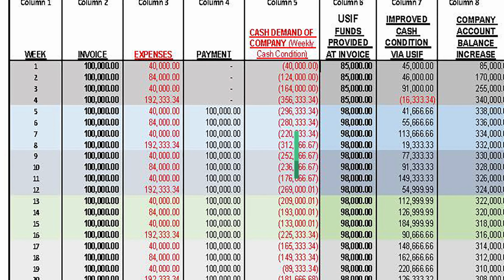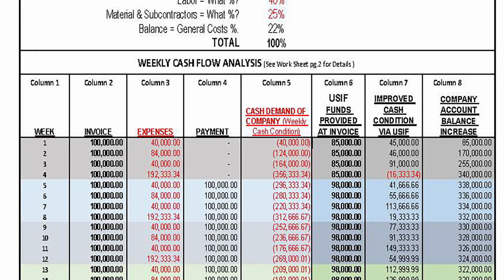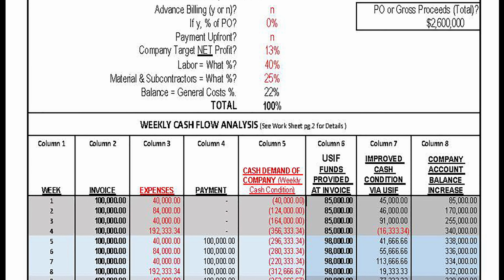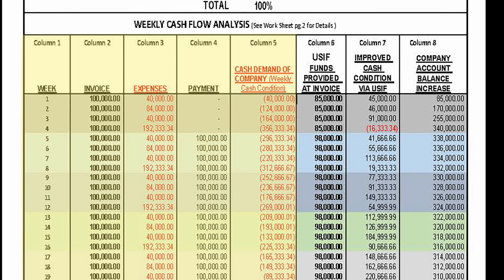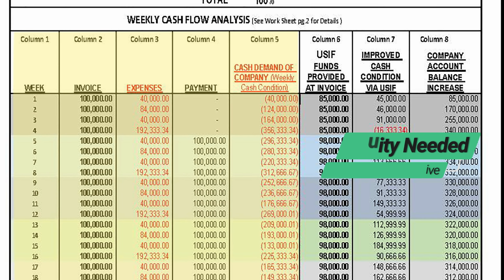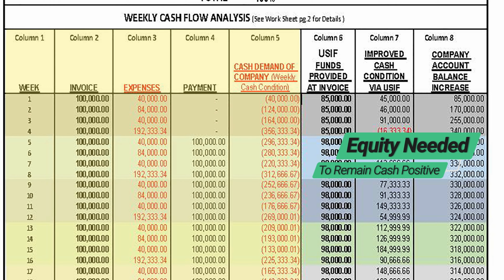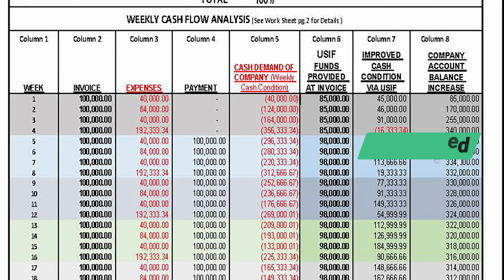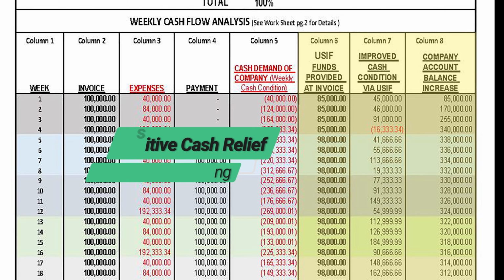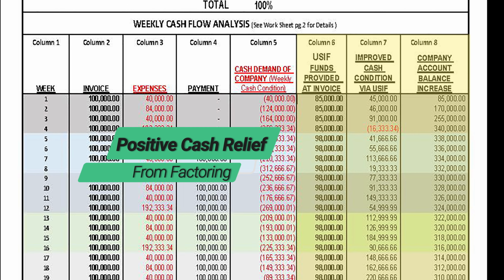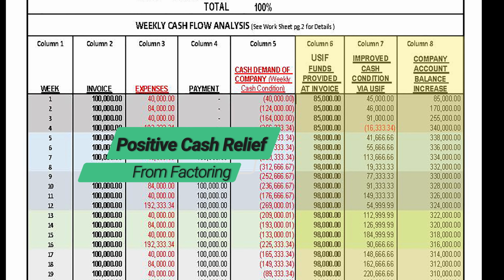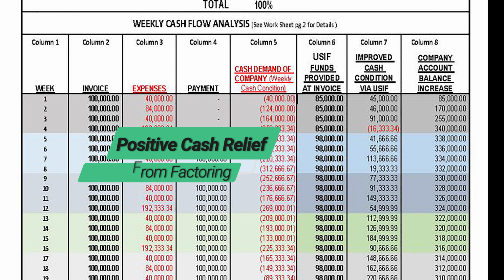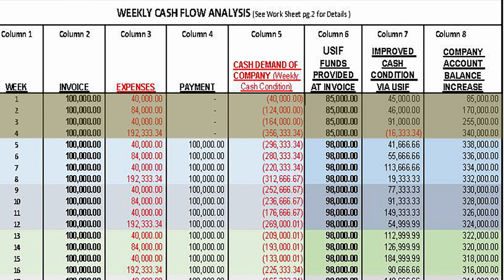So this chart is a 6-month forecast of the company's cash flow demands. Columns 1 through 5 demonstrate the amount of equity needed to be contributed by ownership to keep the company cash positive. Columns 6 through 8 demonstrate the positive cash relief provided by factoring. Let me explain weeks 1 through 4 because they repeat themselves throughout all 6 months.